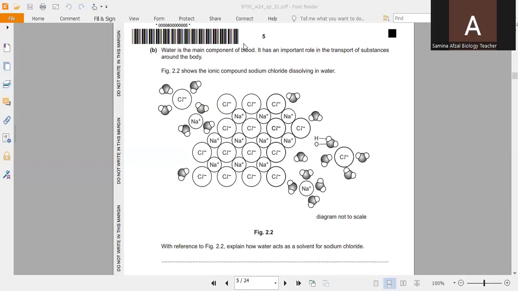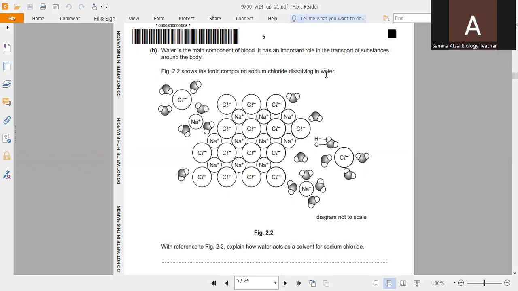The part is, water is the main component of blood. It has an important role in the transport of substances around the body. Figure 2.2 shows the ionic compound sodium chloride dissolving in water.